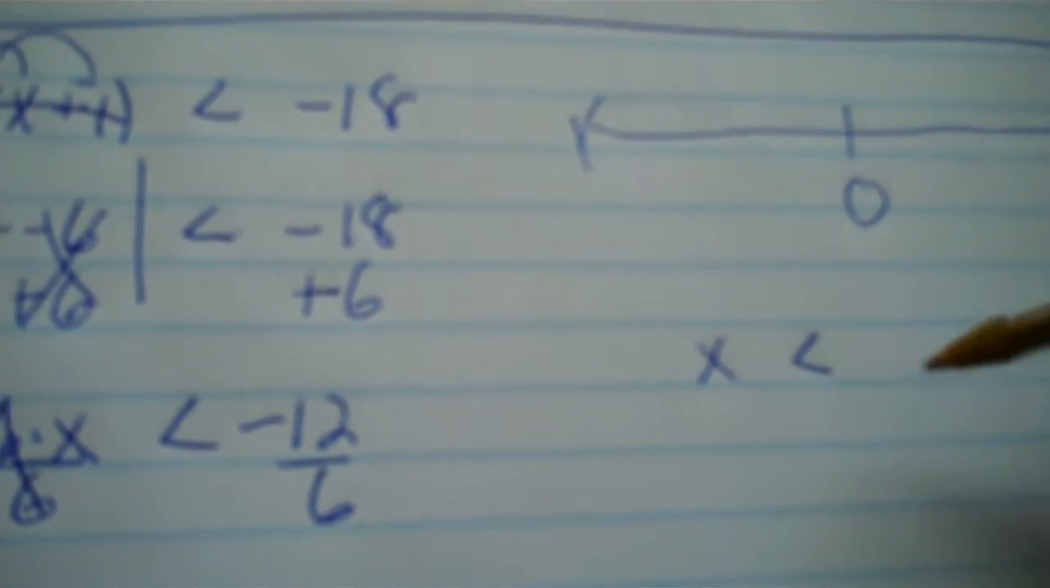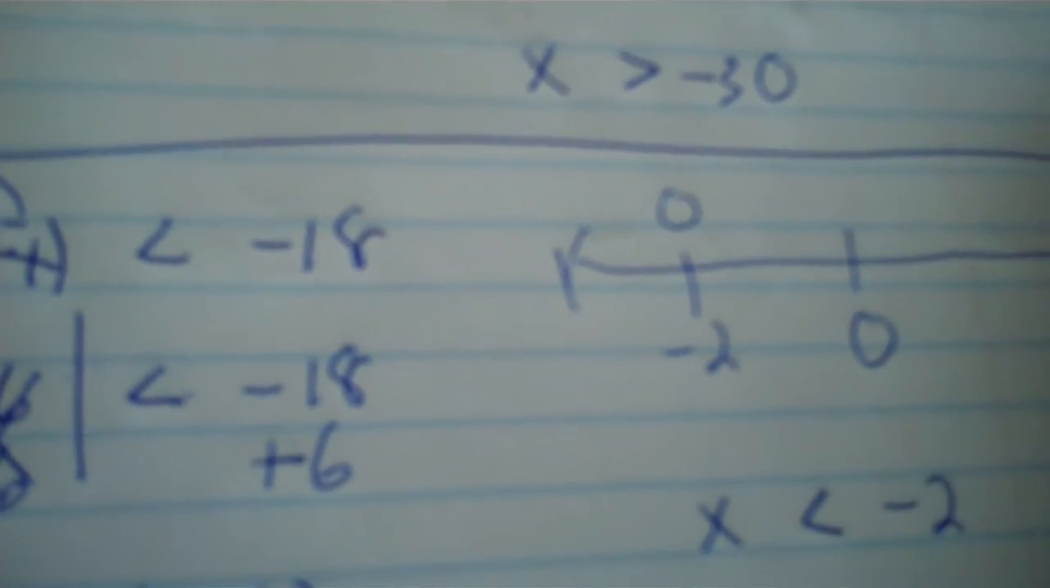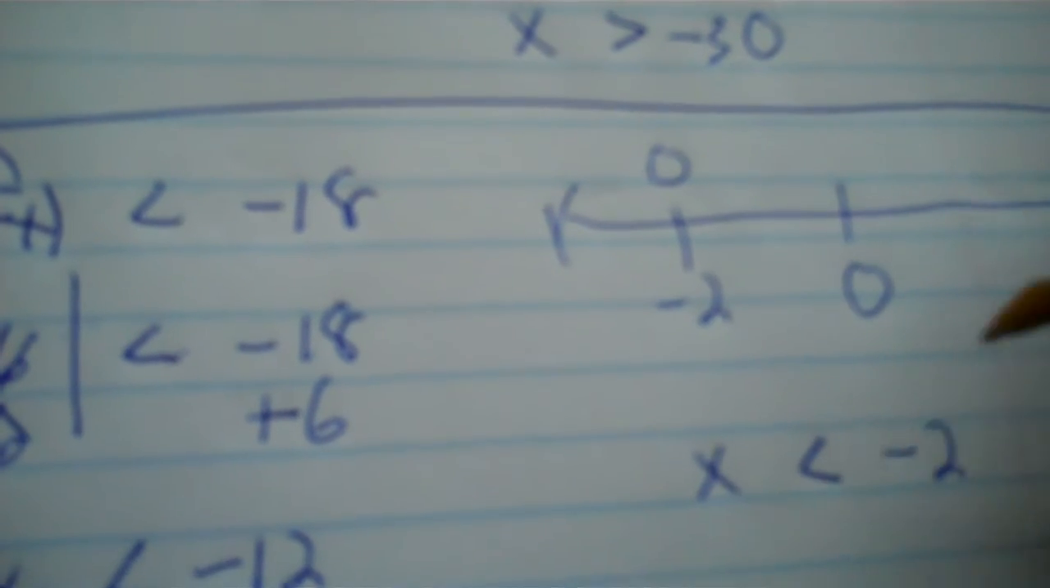So now when I'm dividing or multiplying, I come over here. X comes before the symbol. And then negative 12 divided by 6 comes after, and that's negative 2. So that is, I now know what to graph. So negative 2. We would not fill in the circle because there's no line, and it eats the number, so it's going to go this way.